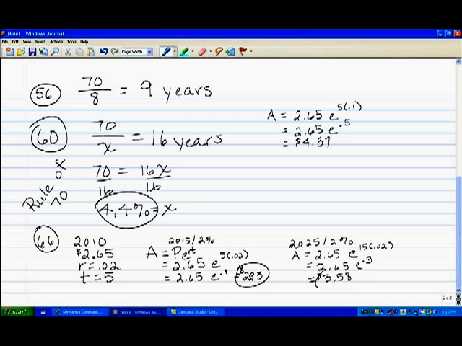Okay, so I've got 3 of my answers, so I need one more. And this is for 15 years at 10%. So 2.65 times e to the 1.5. 2.65 times, and I got to use that special key, e to the 1.5, and I'm getting $11. Oh, I hope it doesn't get that high.